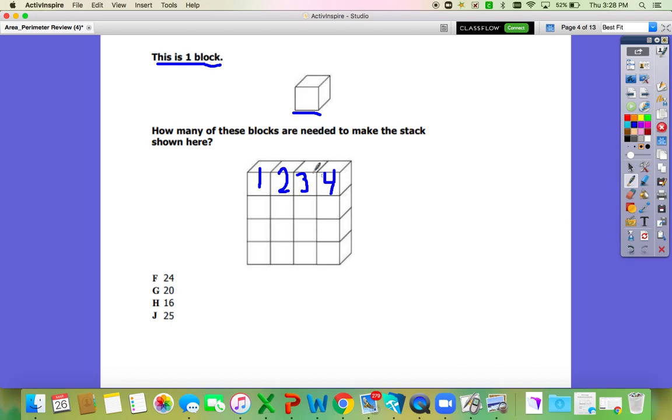So I know that there's 1, 2, 3, 4. And I would just keep numbering 5, 6, 7, 8, 9, 10, 11, 12, 13, 14, 15, and 16. And look, there's our answer. I would need 16 blocks to make this stack shown here.